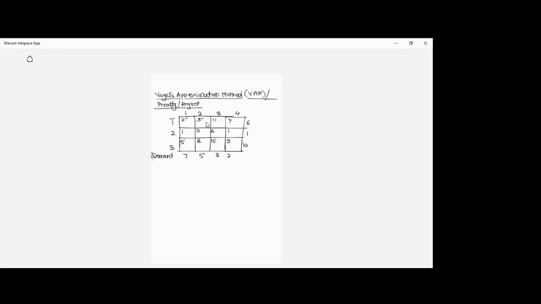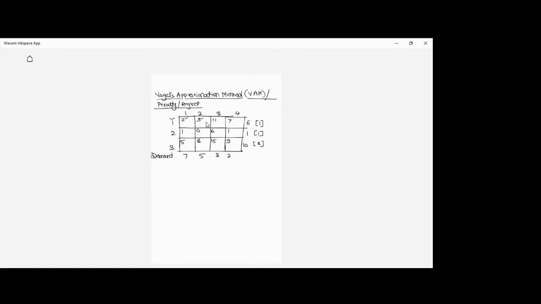So your penalty is the second least value minus the least value, right? Here it is 3 minus 2, and you will be writing it in the form of a bracket here, that is 1. Similarly, for the second row, we have the least value as 0 and the other value as 1. So 1 minus 0 will give us the value 1. For the third row, we have the least value as 5 and the second least value as 8. So 8 minus 5 is 3. Right. Now we have done it for rows.